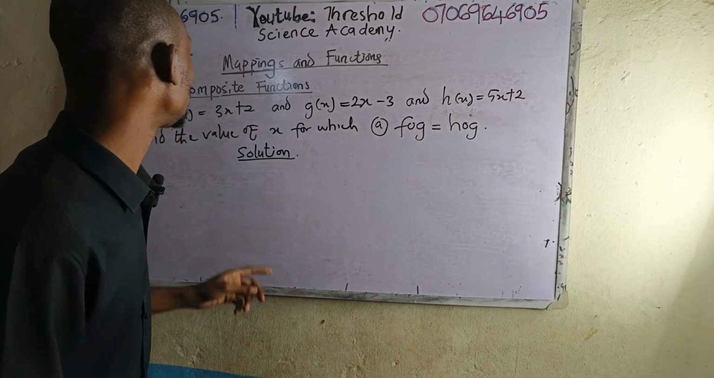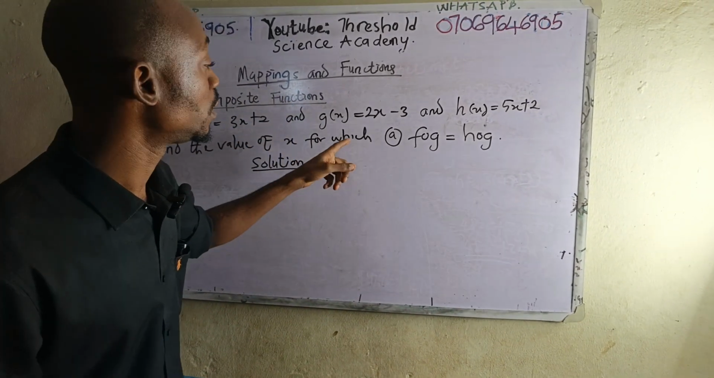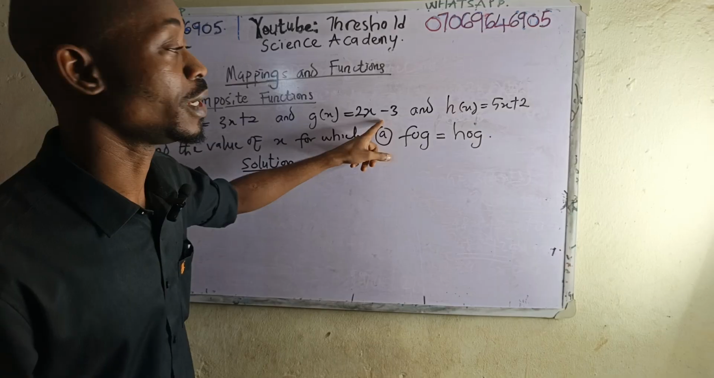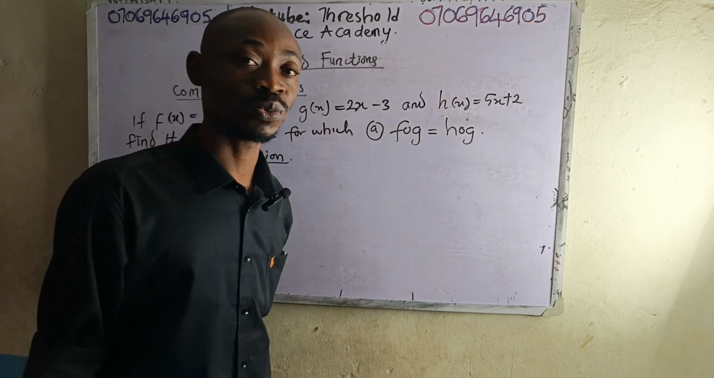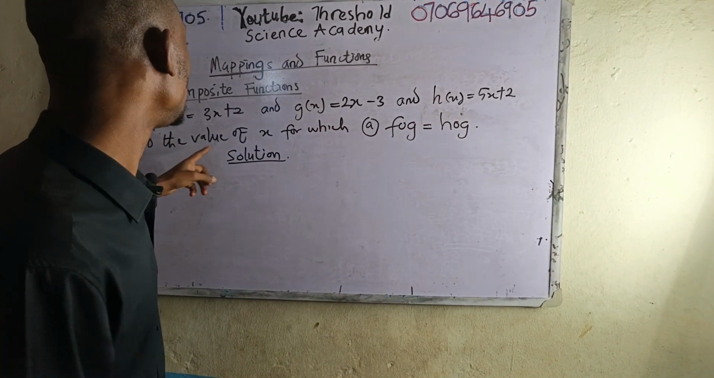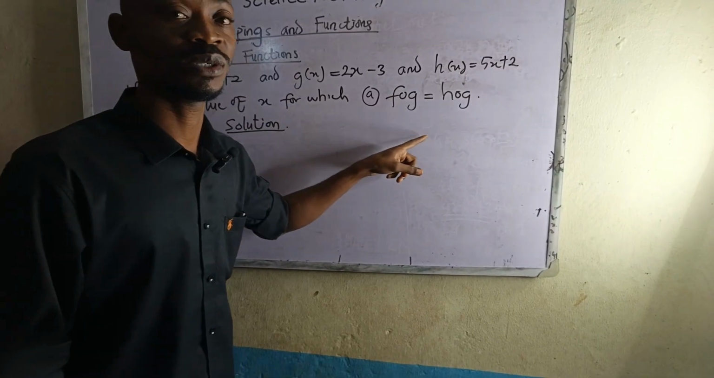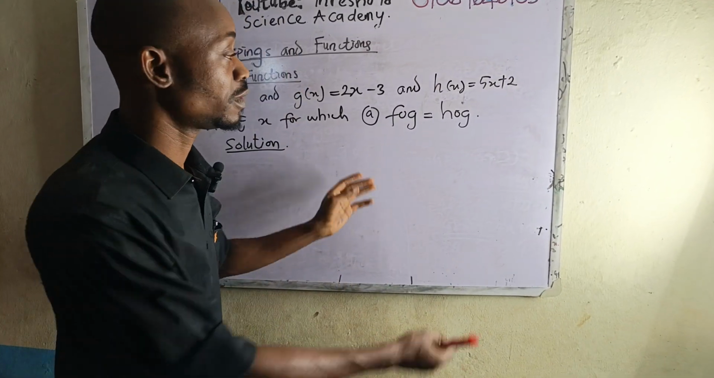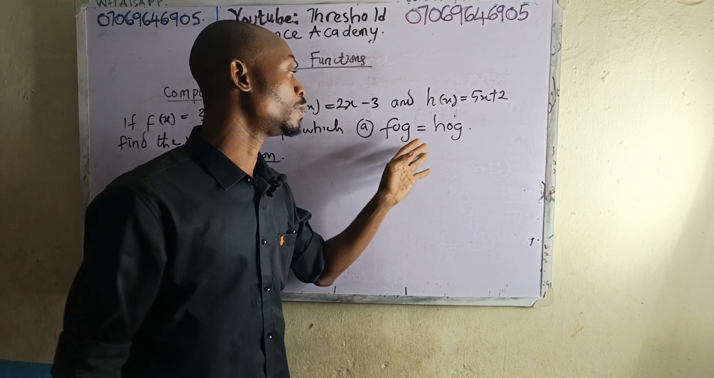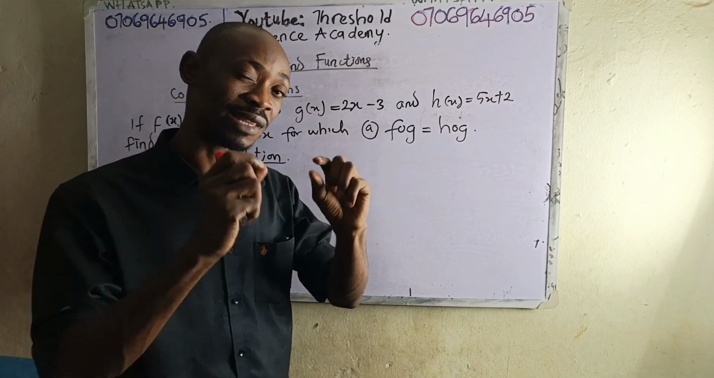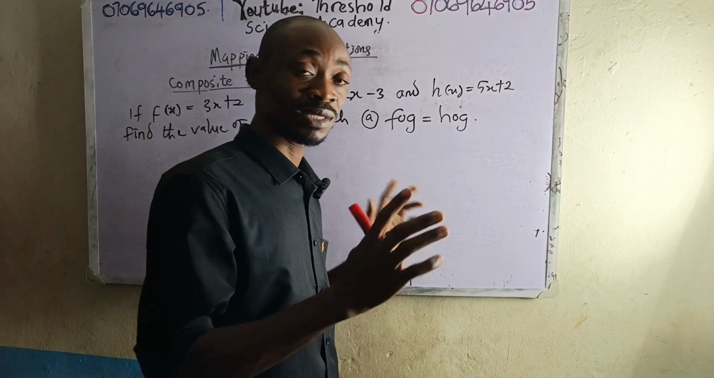Now the question says, if f of x equals 3x plus 2, g of x equals 2x minus 3, and h of x equals 5x plus 2, we have three functions. Find the value of x for which f of g equals h of g. So how do we find this? First of all, you find f of g, equate it to h of g, and then we get the value of x. That's simply what we are meant to do.